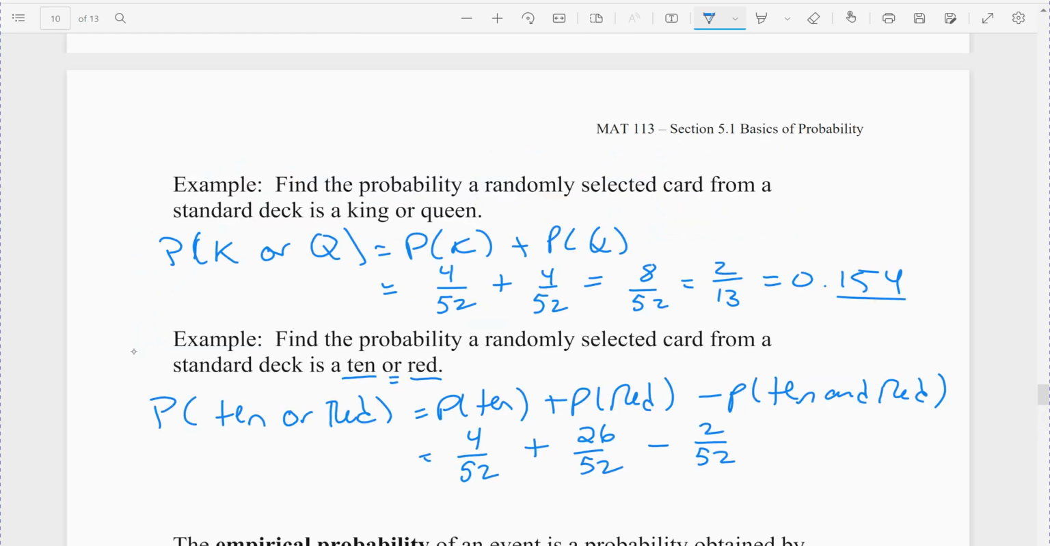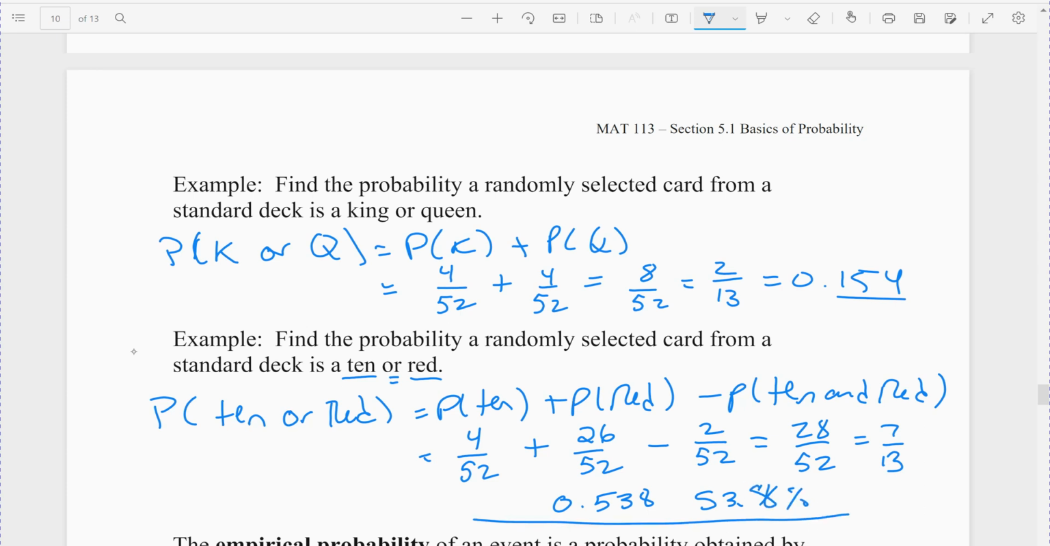Then you just finish that up. So this simplifies to 28 out of 52. That's the fraction. You either write that as the simplified fraction or the decimal. It simplifies to 7 out of 13, or the decimal, which is 0.538 or 53.8%. All right, I'm going to stop there. I'm going to pick up the next set of notes, which is empirical probability, in the next video.